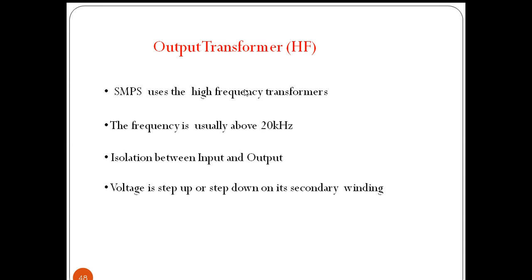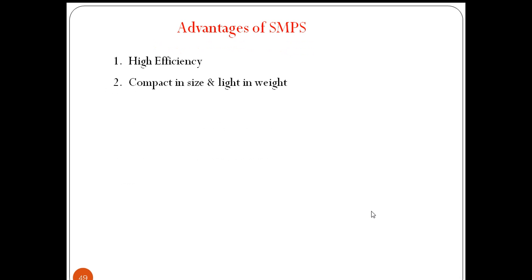At the end, we have the output transformer, the HF transformer, the high frequency transformer. SMPS uses high frequency transformers. The frequency is usually about 20 kHz. Isolation between input and output will be done at the output HF transformer. The voltage is stepped up or stepped down on its secondary winding. So the required voltage will be obtained by using the SMPS unit in this manner.